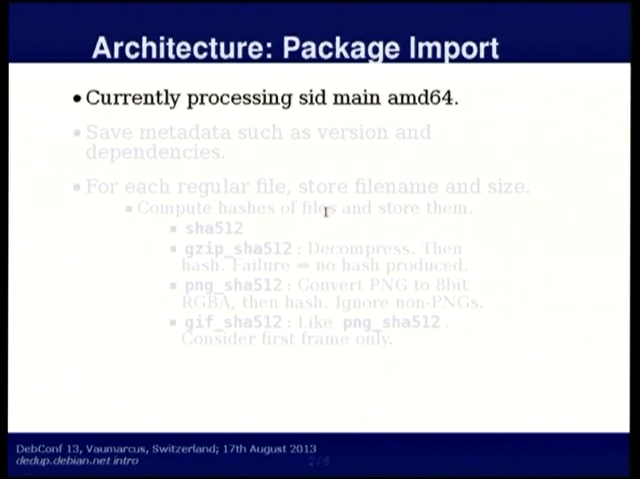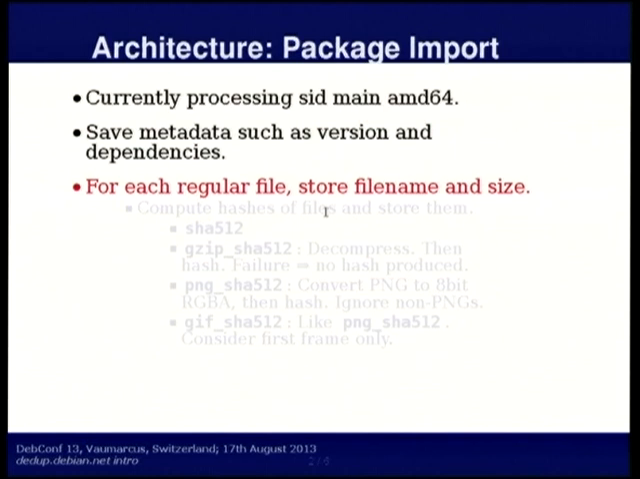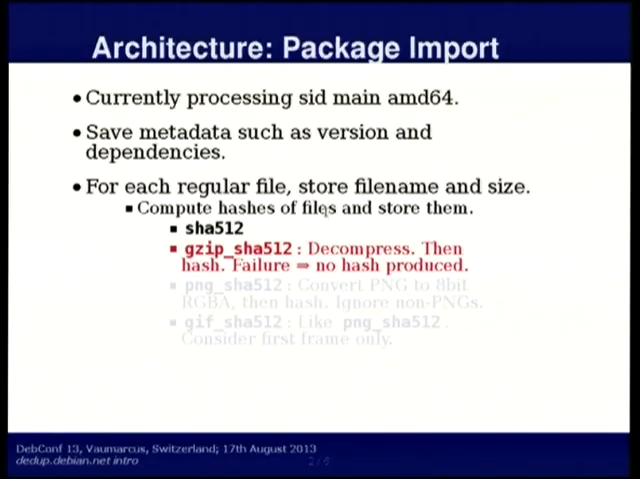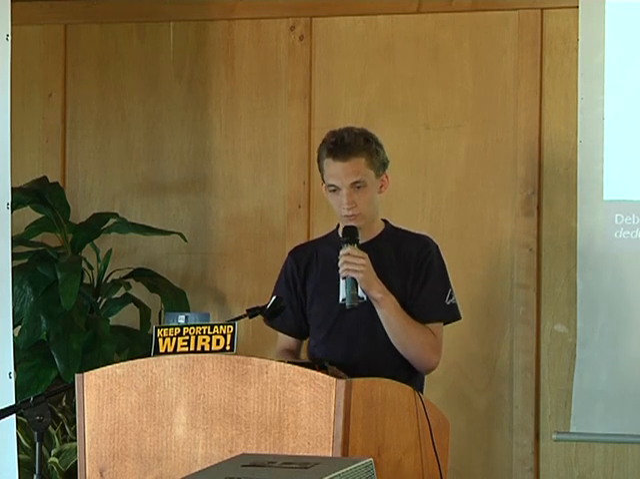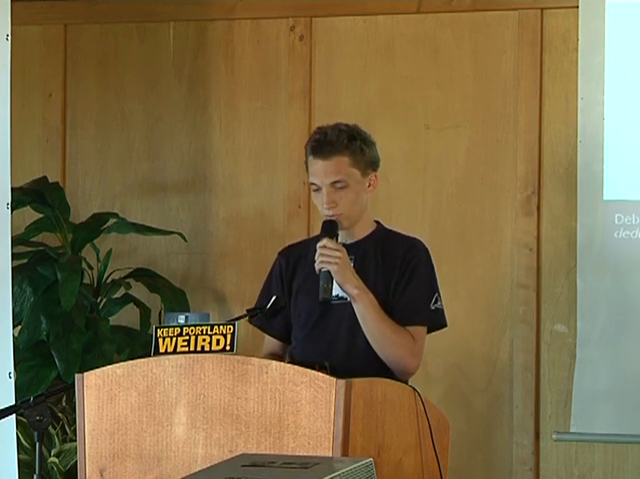What is this doing? I'm currently processing the main archive, sid main amd64. I extract metadata from the packages to display. This is boring. Now to the interesting things. For each regular file in the package, I collect the file name and the size, and for each file I compute a cryptographic checksum. In addition, I also do other checksums, such as first decompressing the file and then hashing the decompressed content, because we have these funny timestamps in gzip files that make them different all the time. Now we can deduplicate across compressed content.